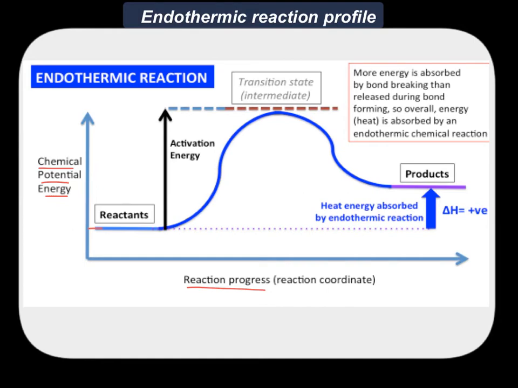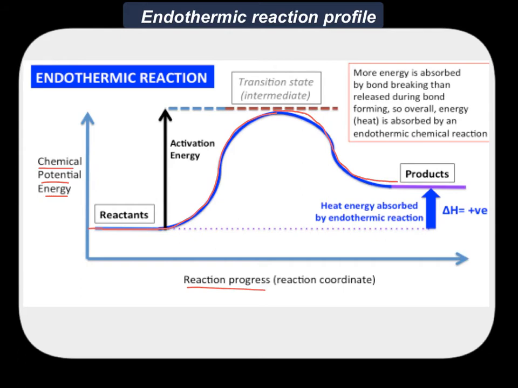Now if we think about that, like before I have said that in a chemical reaction, the particles or the reactants collide, they take in energy to break all the bonds, the atoms rearrange themselves into the products, and they give out energy then as they form new products, as the new bonds are formed. So if I were to sum that up, I could say that more energy is absorbed by bond breaking than is released during bond forming. So overall, the energy is absorbed by an endothermic chemical reaction.